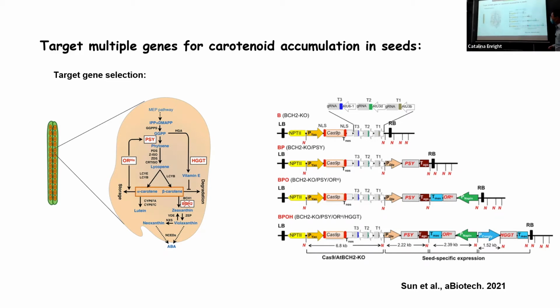So we designed several constructs: BCH2 knockout with overexpressed PSY; BCH2 knockout, overexpressed PSY, and overexpressed ORHs; and a large construct targeting four genes: knockout BCH2, overexpressed PSY, overexpressed ORHs, and also overexpressed HGGT.